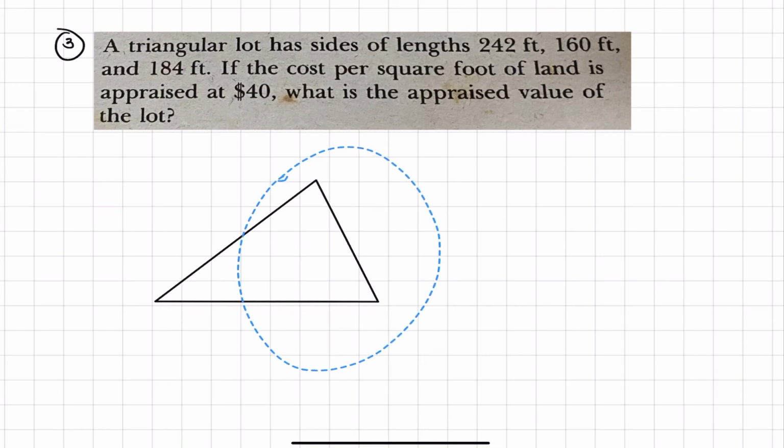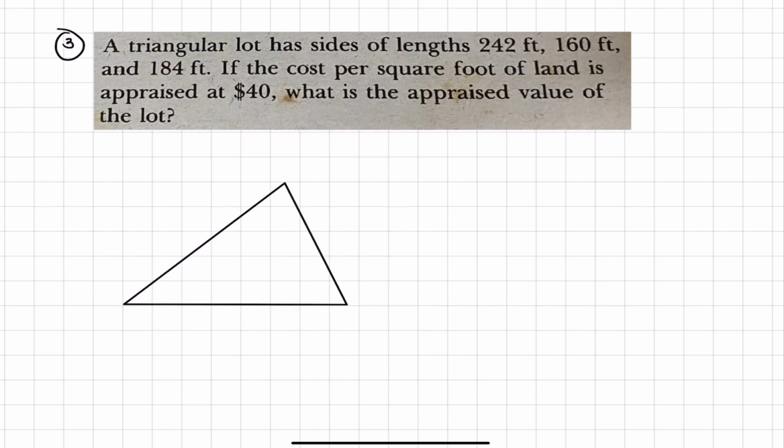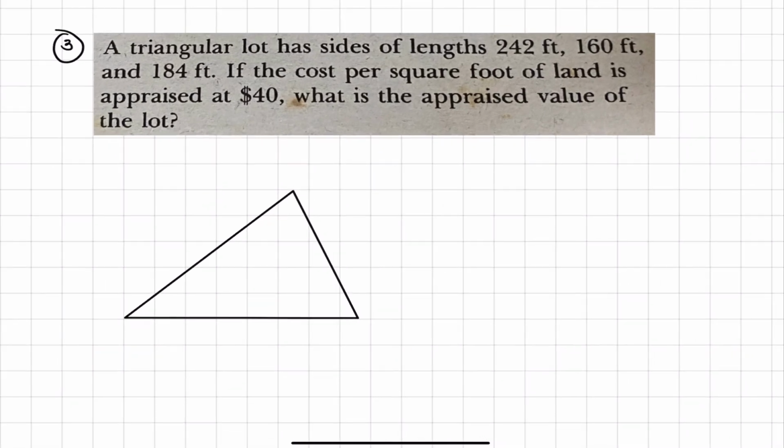Okay? So, kunyari, yan ang triangle natin. Tapos, ang mga sukat niya raw ay, let's say, this is 242. And this is 160 feet. Tapos ito is 184. How do you find the area of the triangle? Area is 1/2 base times the height, no? Base times the height.